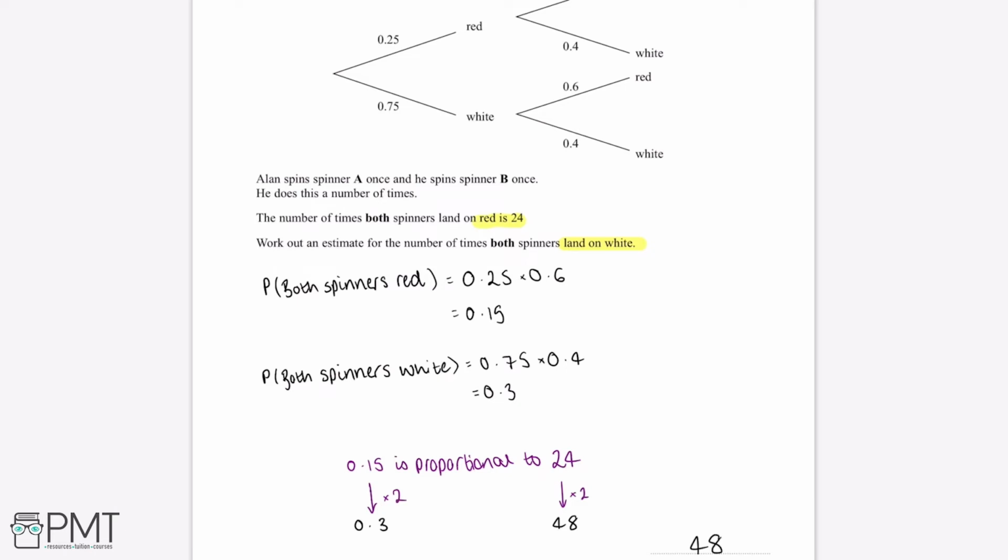Now this question's worth 3 marks. We'll get our first mark for working out the probability that both spinners will be red. We'll get our second mark for working out the probability that both spinners will be white. And our third mark for the correct answer.